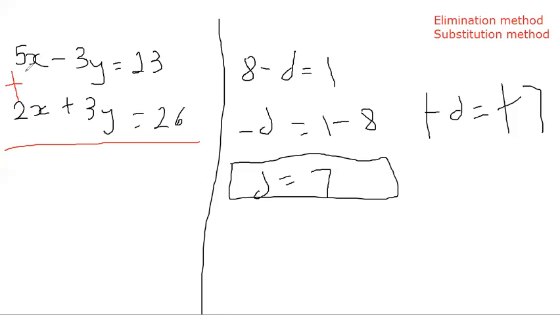So now 5x plus 2x is what? Seven. Exactly, 7x. Then minus 3y plus 3y is what?